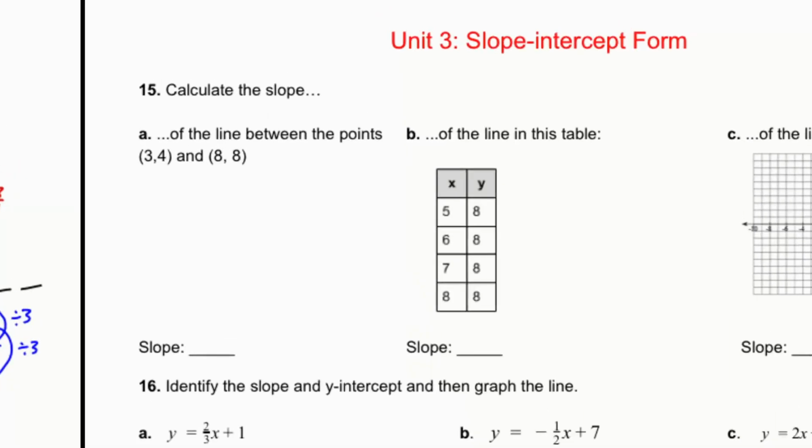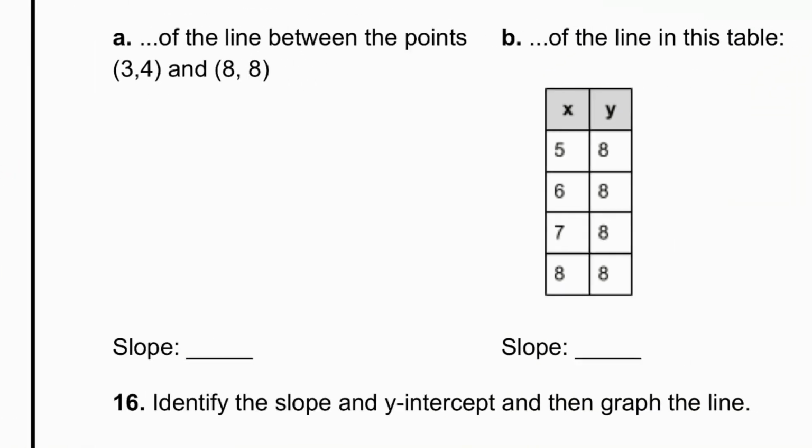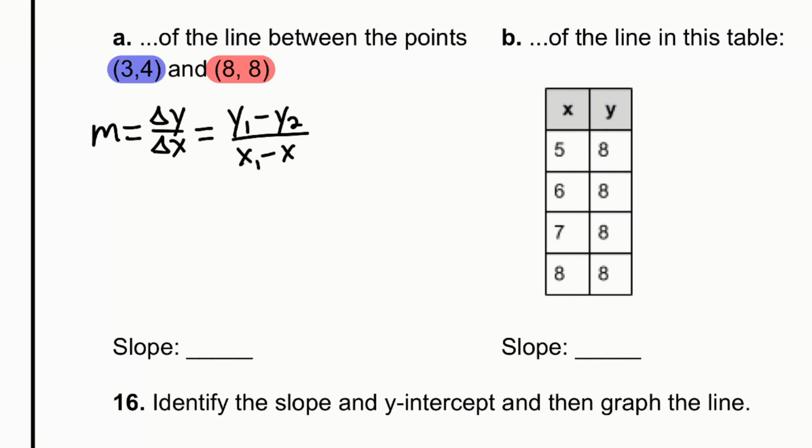Page 3, calculate the slope. So we have 2 points here. We'll say a blue and a red point. And the slope, remember, is calculated as delta y over delta x, where delta y is calculated as y1 minus y2 over x1 minus x2. And it doesn't matter. It could be y2 minus y1 over x2 minus x1. It doesn't make any difference.